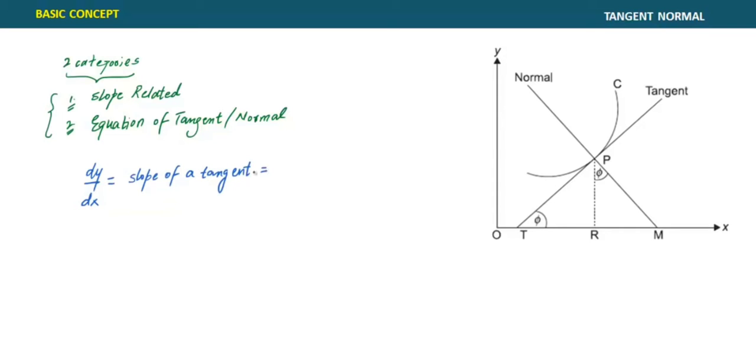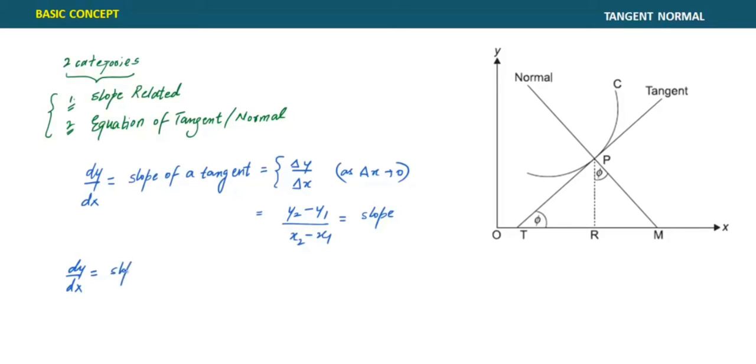Why? Because we did this in differentiation, that dy by dx can be written as delta y by delta x as delta x approaches 0. So you are trying to measure change in y with respect to change in x. Don't worry, we'll do this definition also in rate measure. If you see, delta y is y2 minus y1, and delta x is x2 minus x1, which is nothing but the definition of a slope. This is how you calculate slope. So dy by dx is the slope of tangent at a point.